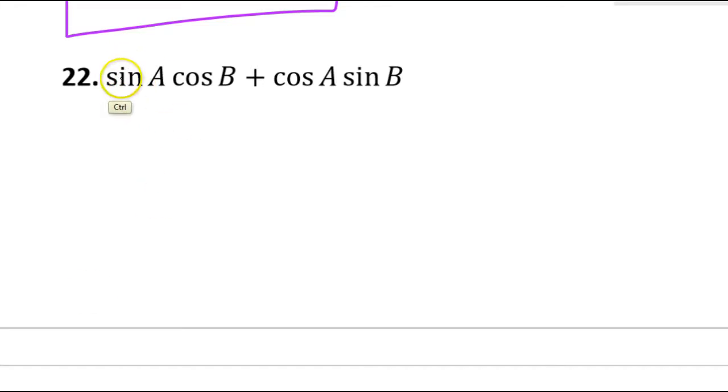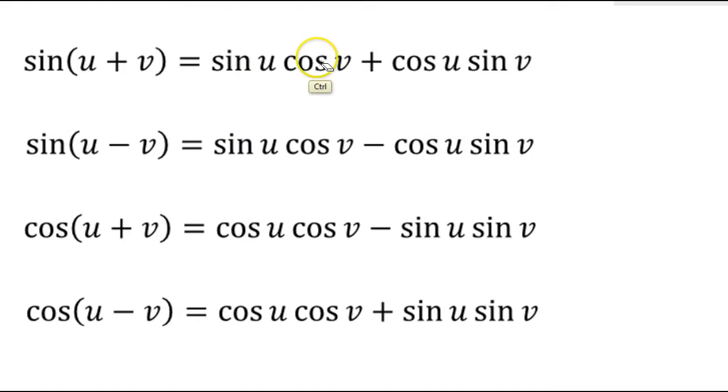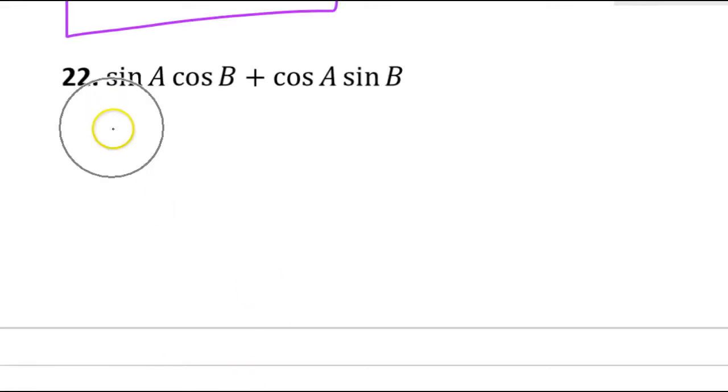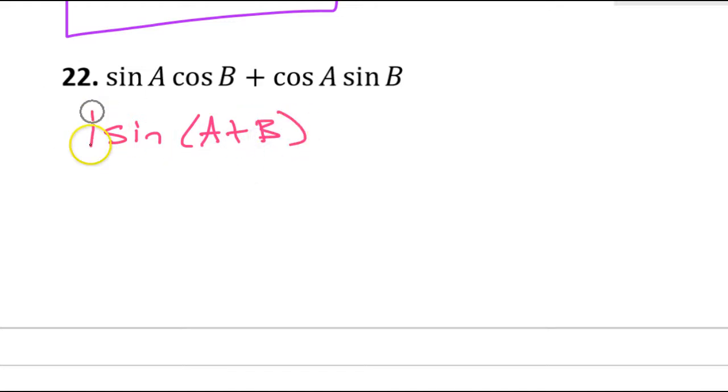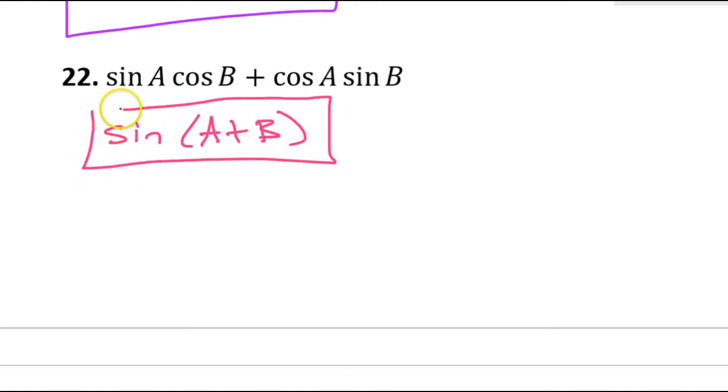In the same way, when I see sine, cosine, cosine, sine, I know that I'm looking at this formula. Sine, cosine, plus cosine, sine is the same thing as the sine of something plus something. So this is going to be the same thing as the sine of A plus B. Alright, so that would be simplified.